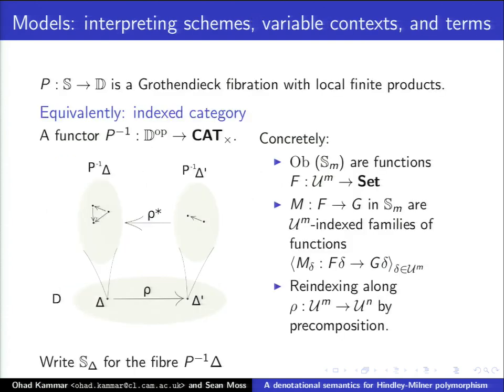Right, the next bit, okay, so this is a mouthful. We need the Grothendieck fibration with local finite products. I'm not going to give all this definition. If you know it, good for you. But the intuition is a bit like this. We have a category D, and then over each context we have the stuff that lives over this context. They have all the schemes that have free variables in that context, and we have means to transfer between those categories.